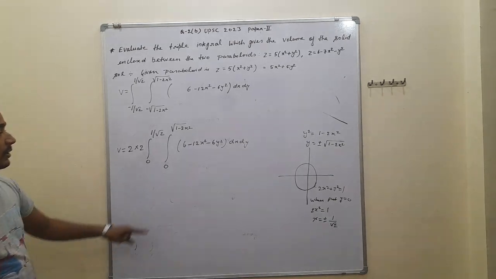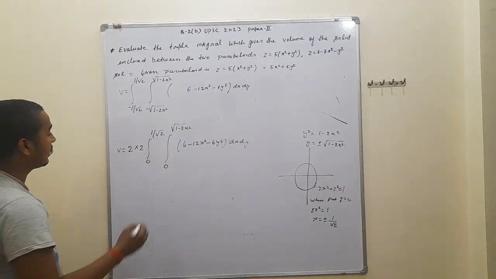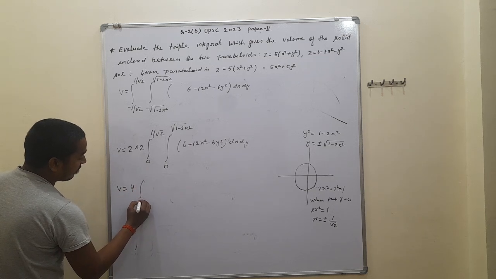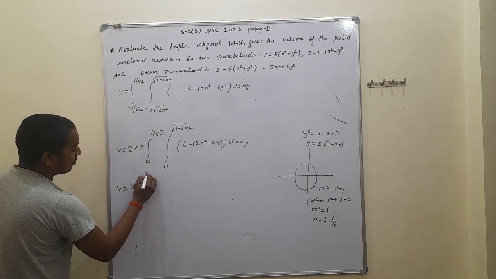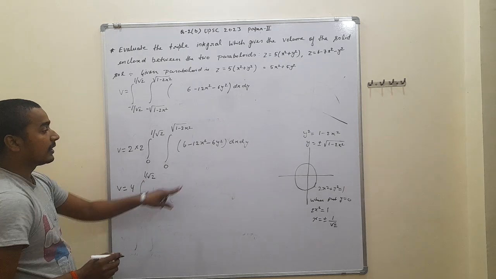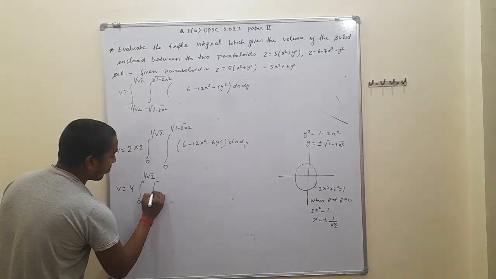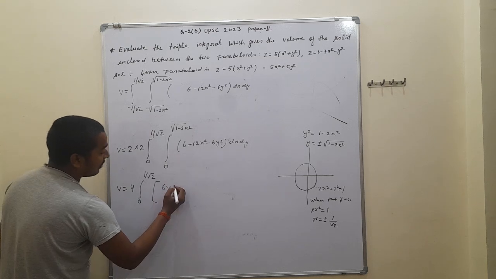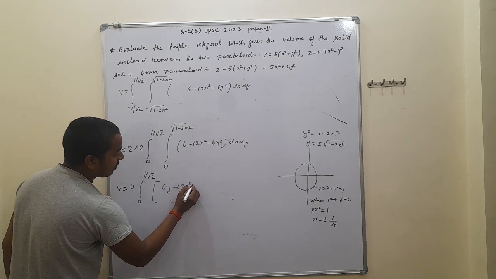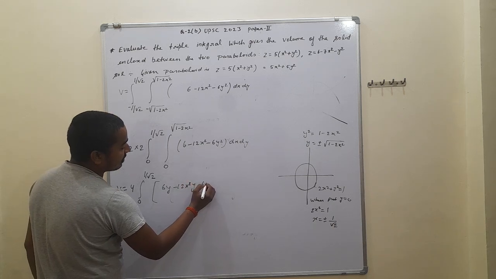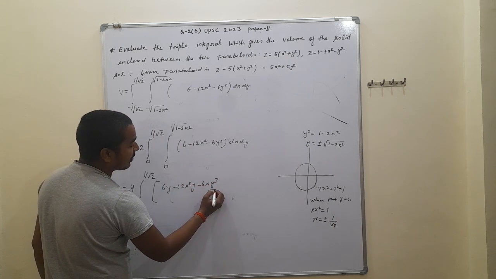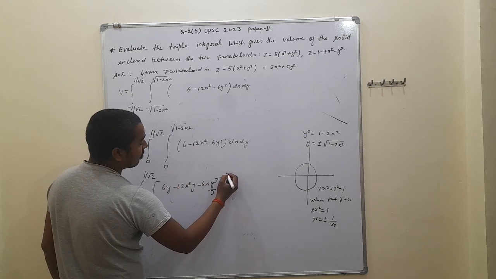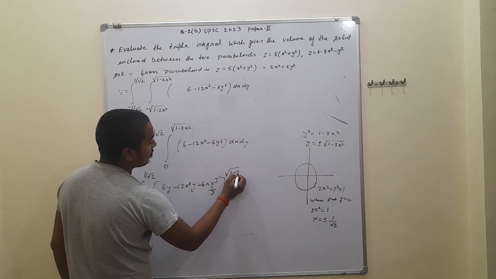We have to integrate with respect to y, that is 4 integration of 0 to 1 by root 2 and integrating with respect to y, that is 6y minus of 12x square y, and here is minus of 6 into y cube upon 3. Putting the limit of y, that is 0 to under root of 1 minus 2x square dx.